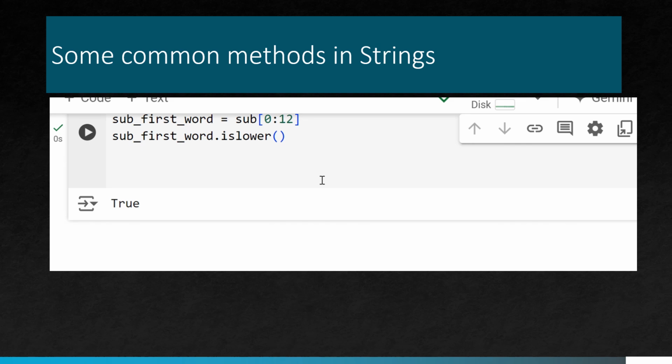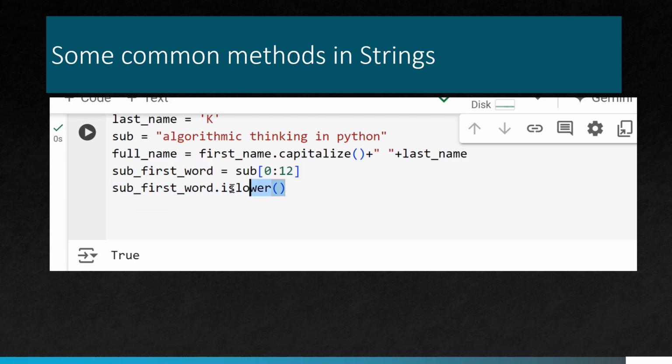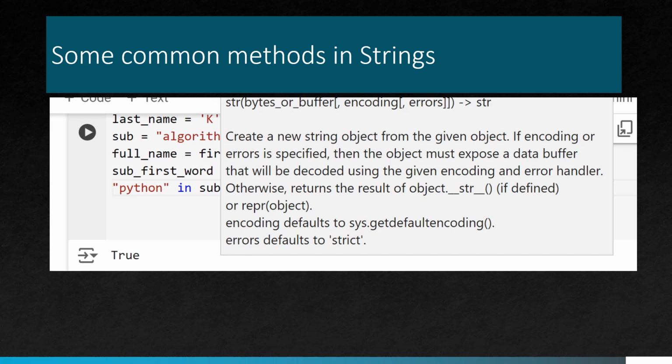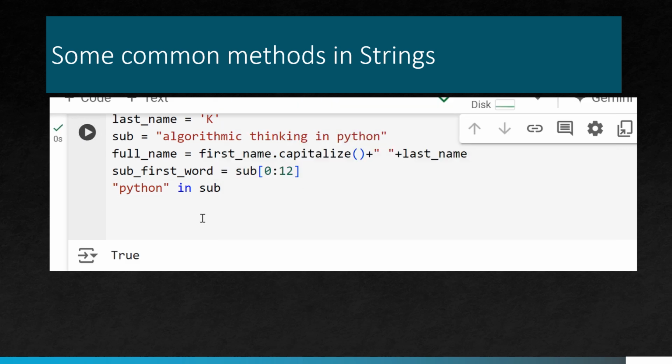Did you all understand how to concatenate, how to multiply, how to slice, how to check if there is anything in that or not? Suppose I wanted to check if Python is there in the subject or not. Python in SUB. This will return true because the word Python is there here. If I am typing Java in subject, it will say false because Java is not there in this.